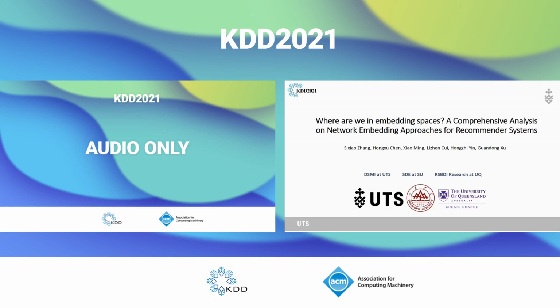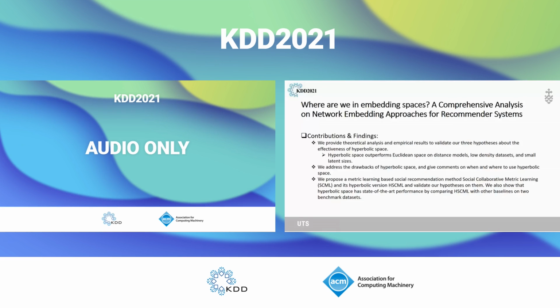Thanks for watching this video for the KDD 2021 paper, where we explore hyperbolic embedding spaces, a comprehensive analysis on network embedding approaches for recommender systems. This is Sixiao. Okay, this paper focuses on the topic of hyperbolic space in recommender systems.